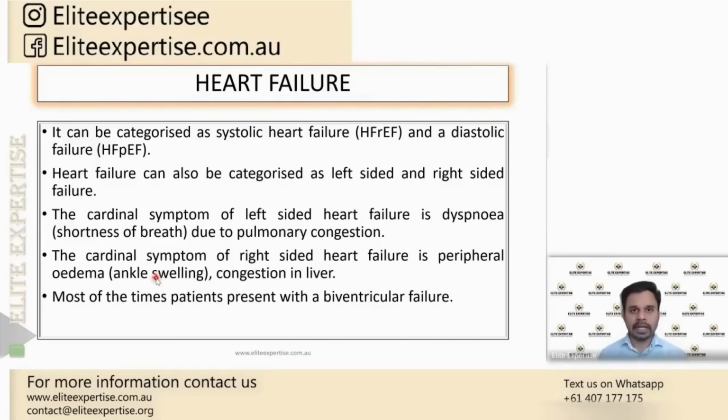And most of the times, the patients present with a biventricular failure. Okay. Biventricular in the sense they will have both left-sided and right-sided failure. So left-sided, that is the left ventricular, and right ventricular failure. Okay, so that's why we'll tell it as a biventricular failure. Okay. So now let's have a look through what is left-sided heart failure and what is right-sided heart failure, and why left-sided is causing the shortness of breath and why right-sided is causing the ankle edema.